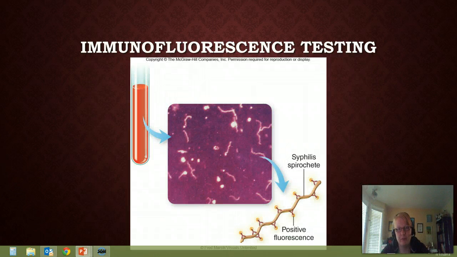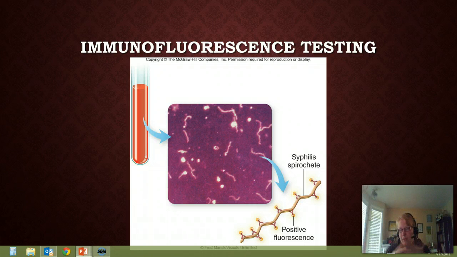Another technique is immunofluorescence. What we do with this is we take a sample from the patient, and we then place it in the presence of antibodies that are specific for the pathogen we're suspecting. These antibodies have fluorescent tags on them, and so we can then measure the amount of fluorescence that we see in the sample to determine if the sample is positive or not.